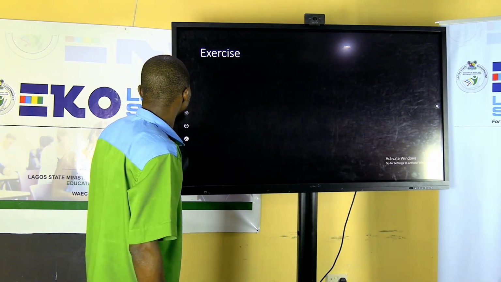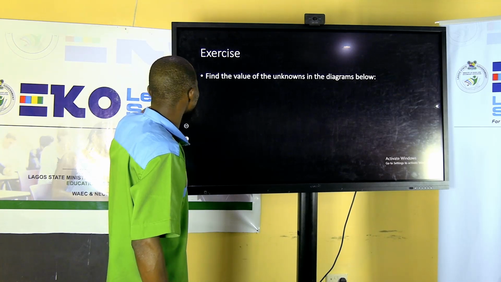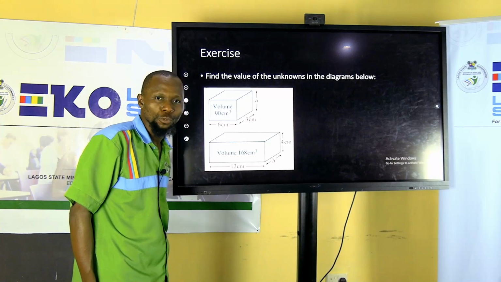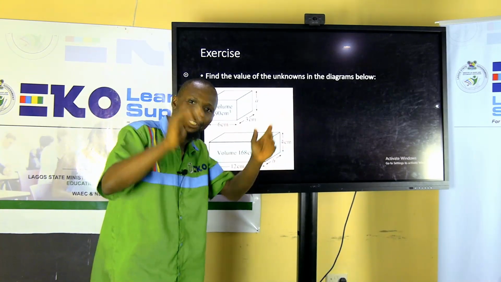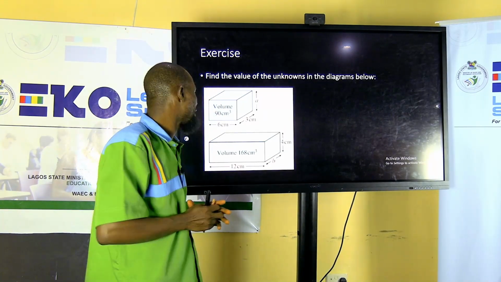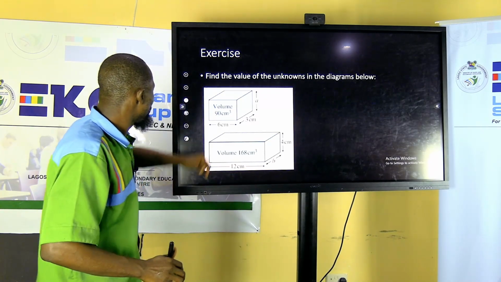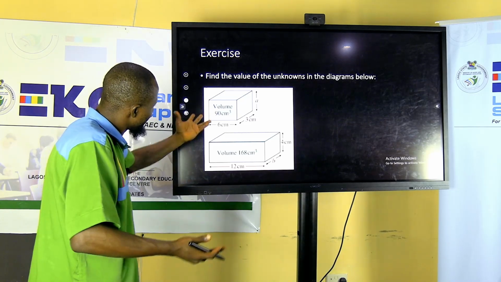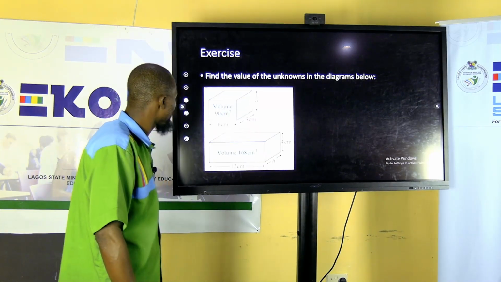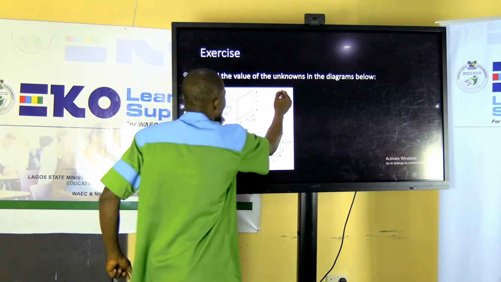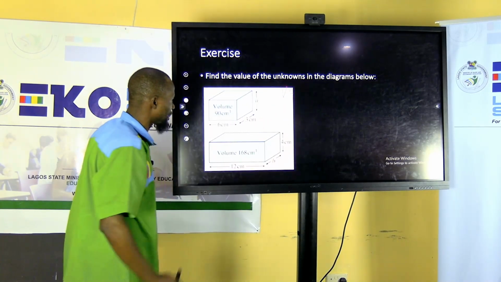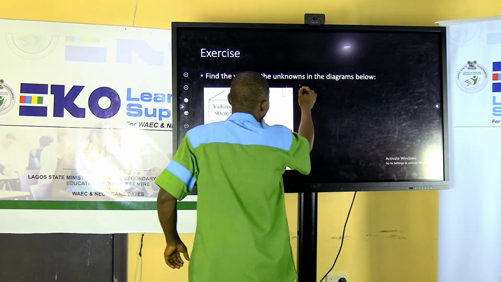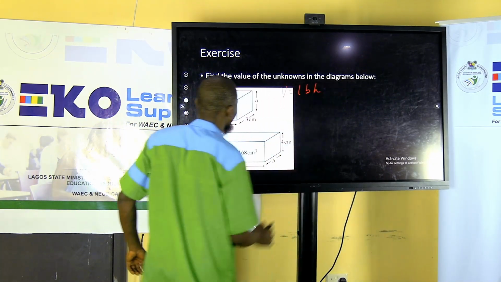Okay? All right. So we have a question here. Find the value of the unknowns in the diagram below. I want to apply simply some of the formulae that we have done. So we have this shape, and we have been given the cuboid. So for the volume of a cuboid, the volume has been given. The volume of a cuboid is what? Is length times breadth times height.